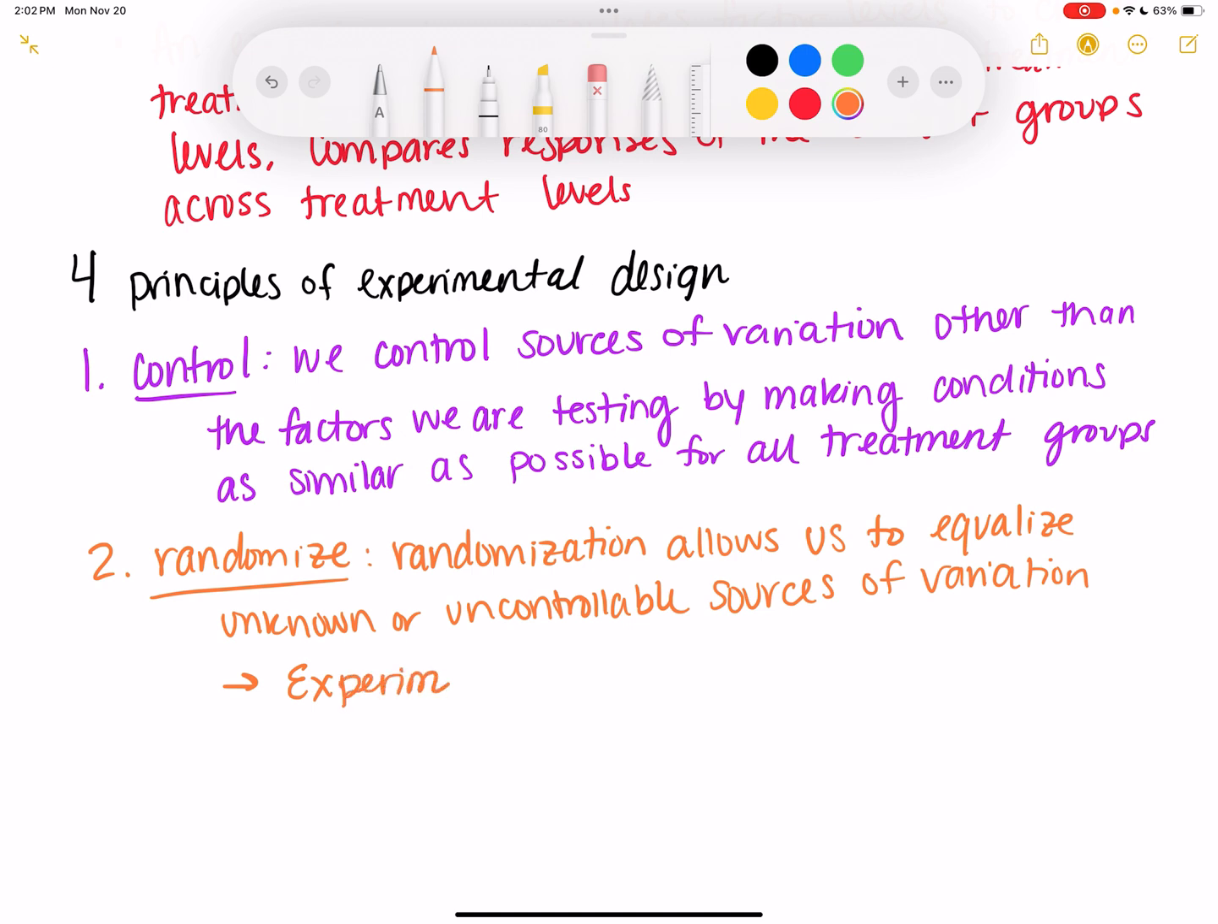Experimental units must be randomly assigned to treatments.